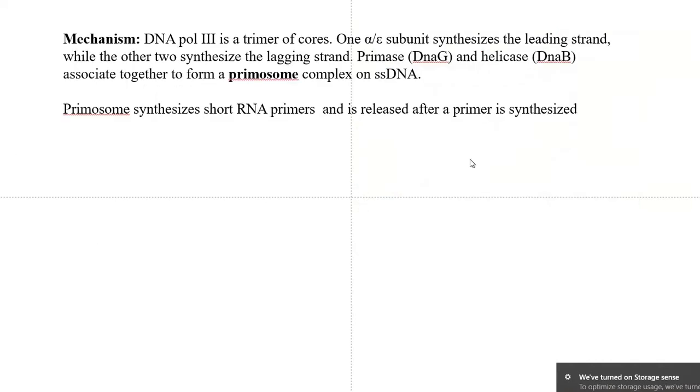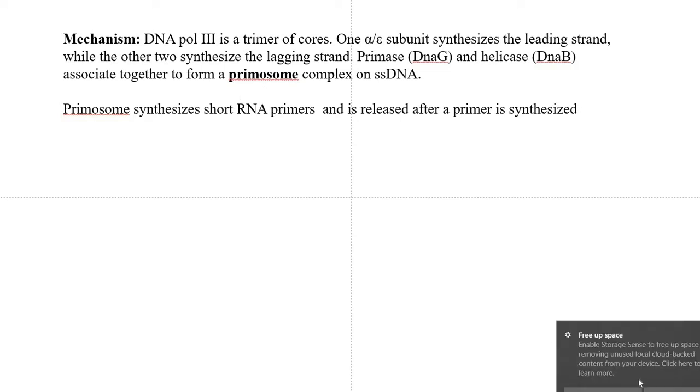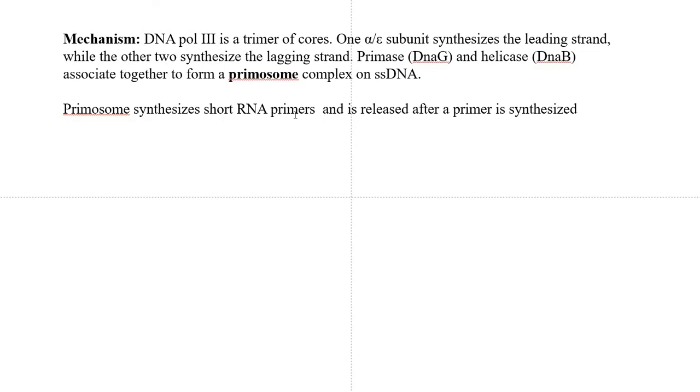Okay. We talked about the mechanism in detail before spring break, how the pre-primosome complex is formed and how the primosome complex is formed. This primosome complex consists of primase or DnaG in E. coli and helicase or DnaB in E. coli. These associate together to form primosome. Primosome really means the synthesis of short RNA primers onto the DNA molecule.